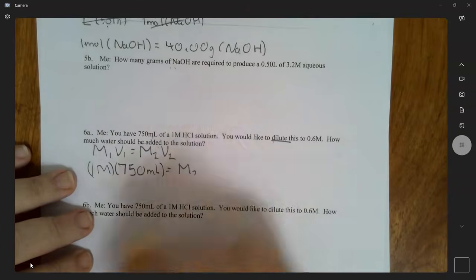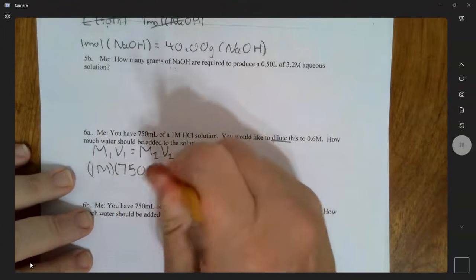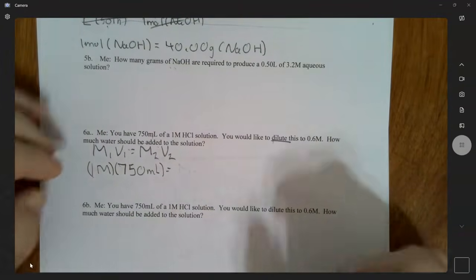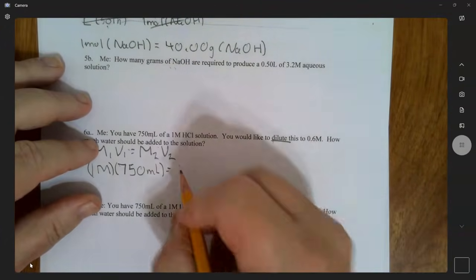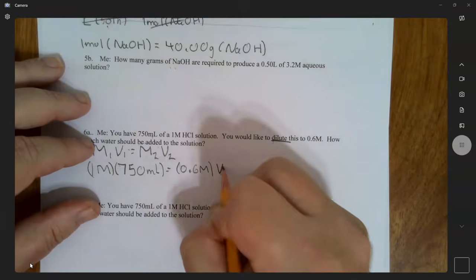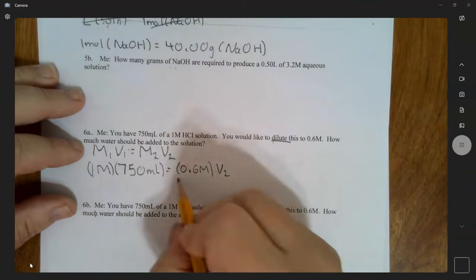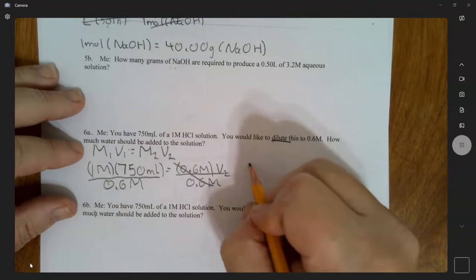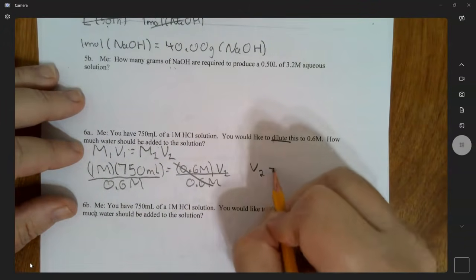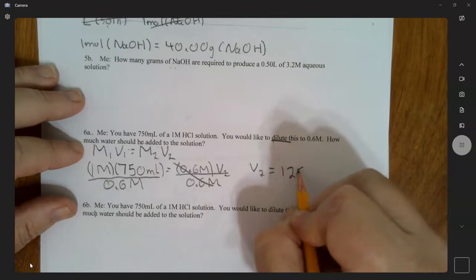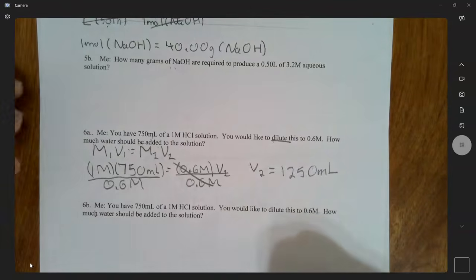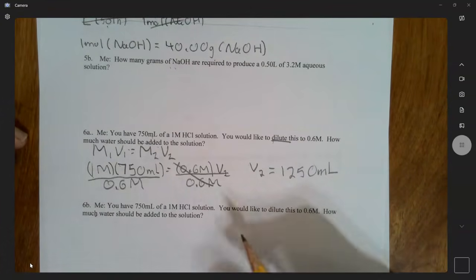Okay, and we're trying to find a volume. So they're giving us the molarity that we're going to end at, V2. All right, so we just do our math, cancel there, and when you do the math, you get V2 equals 1,250 milliliters. Okay. All right, so is that your final answer?